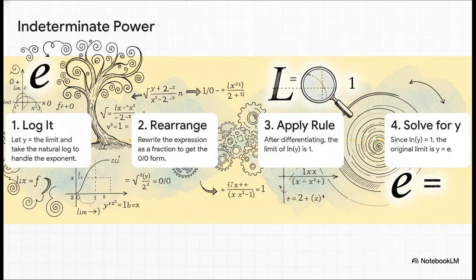First, we just set the whole limit equal to y. Then we take the natural log of both sides. This lets us use log rules to bring that exponent x down in front. Now the problem is an infinity times 0 form, which we can rearrange into a fraction. Finally, it's in the 0 over 0 form, so we can use L'Hopital's rule. The limit works out to be 1. But, and this is important, remember, that's the limit of ln of y. So if the natural log of our answer is 1, our original answer y has to be e.